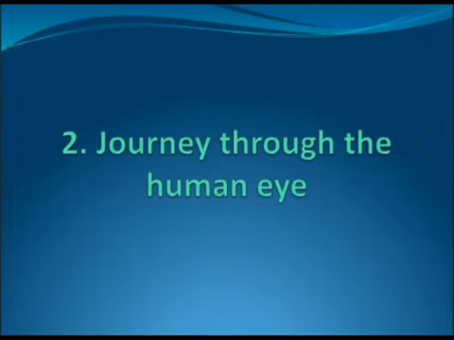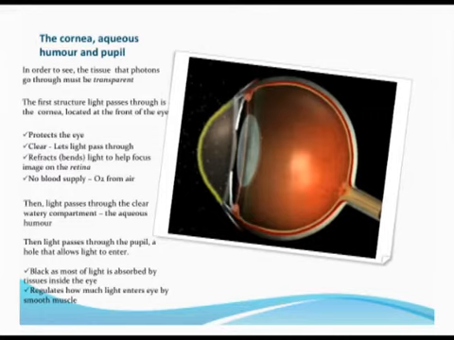So moving on, now we'll talk about the journey through the human eye, so the different structures that light has to go through in order to reach the retina. In order for photons of light to pass through the eye, all the structures need to be transparent. They need to be clear for them to pass through onto the retina.